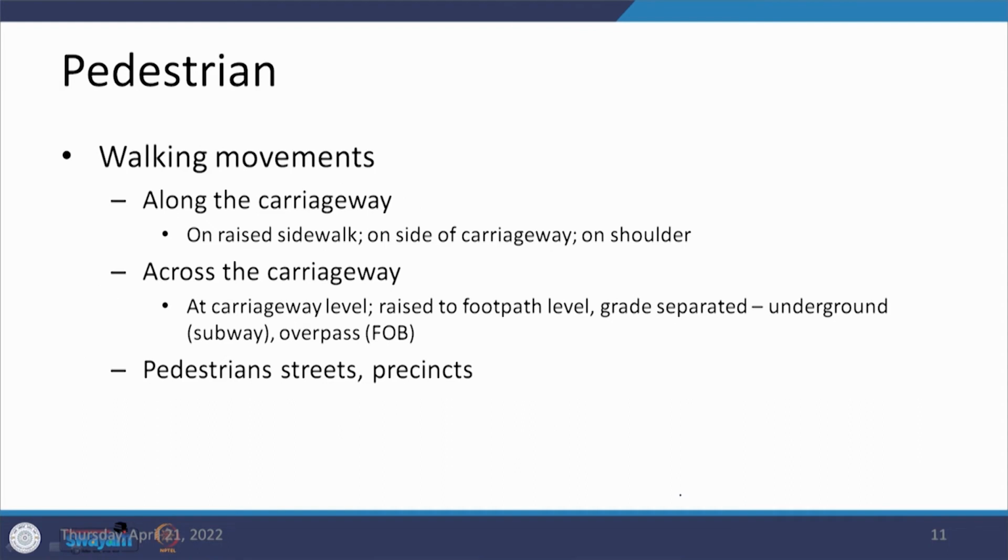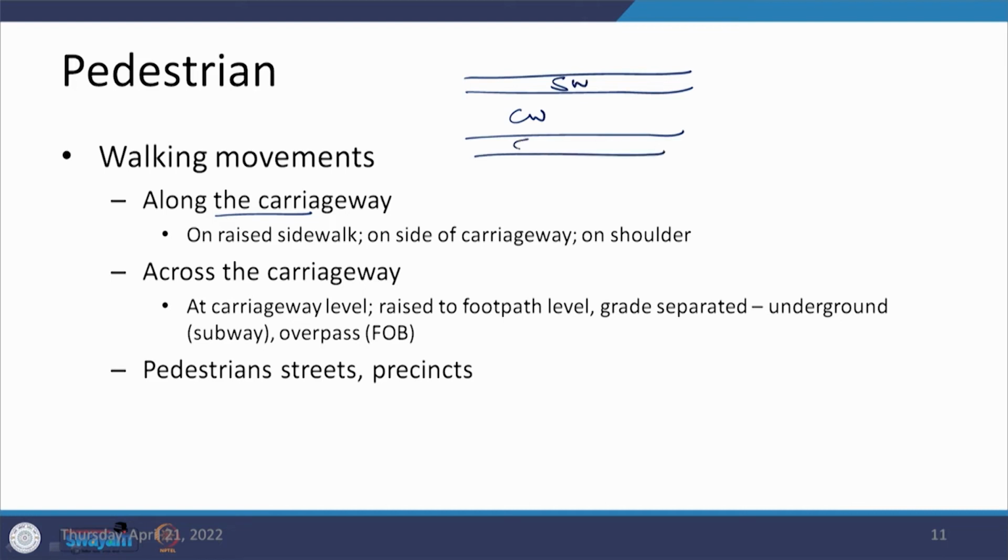Now, when we talk about these pedestrians, what are the different types of movements which are possible? The very first thing is that the people may be walking along the carriageway. So, when we say that this is my carriageway, there is a possibility of providing a sidewalk here as well as a sidewalk here, and people can move in either direction on this particular sidewalk. There may also be a possibility that the carriageway has been provided, but there is no sidewalk, and what we have is a shoulder on either side, and the people may utilize that also.